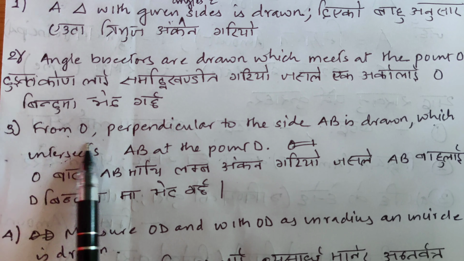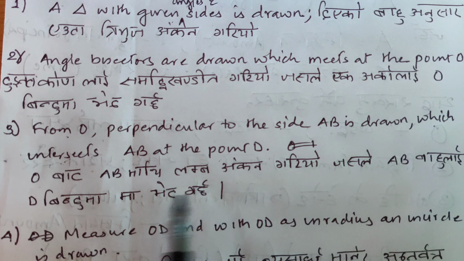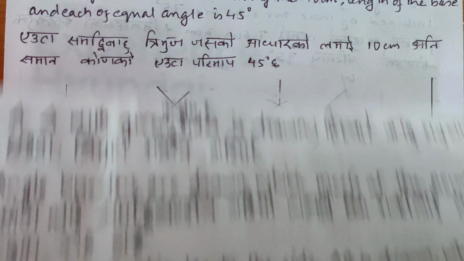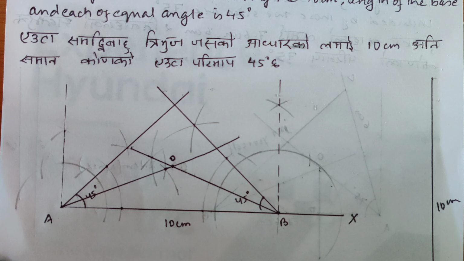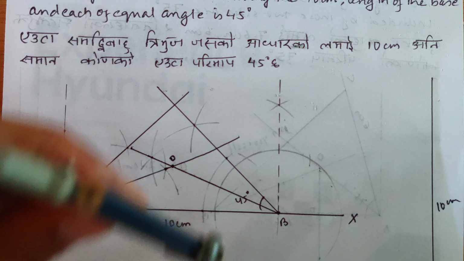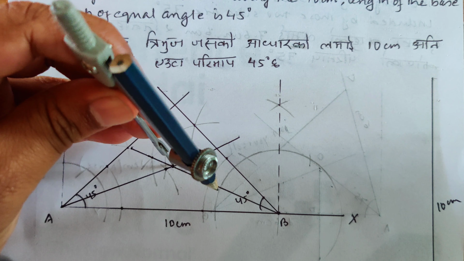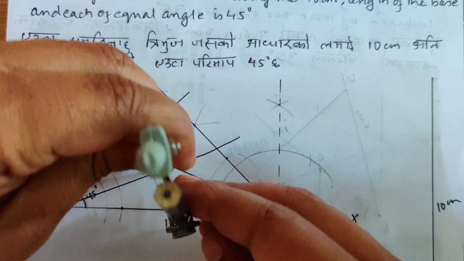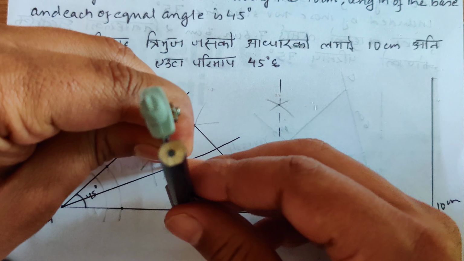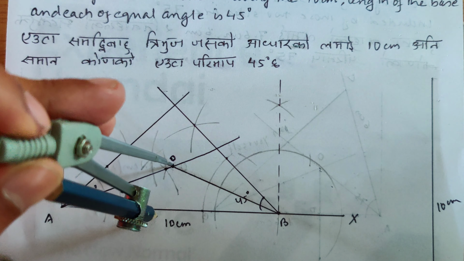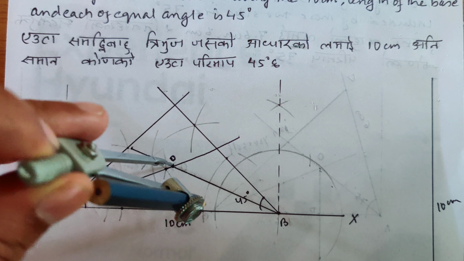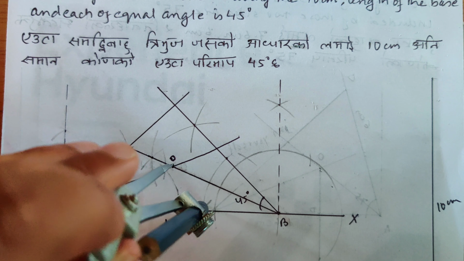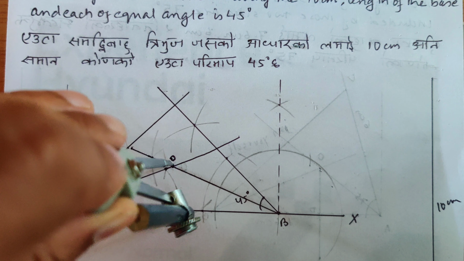It says from O, perpendicular to the side AB is drawn which intersects AB at the point D. So from O we need to draw a perpendicular line to the side AB. So again, be very precise. Yes, a little more than the line. Everyone can see. A little more than the line. I can take this much also, it's not an issue. It's more than the line, a little more than the line. Yes.